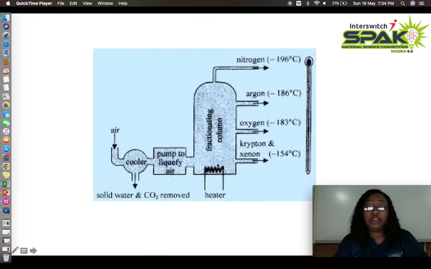The fractional distillation of liquefied air will give us nitrogen and also give us oxygen. The air is compressed and allowed to cool, then allowed to warm up again. Then the constituents of air start separating. We have the rare gases, which are krypton and xenon, then oxygen, then followed by argon, then nitrogen. They are separated based on their boiling points.